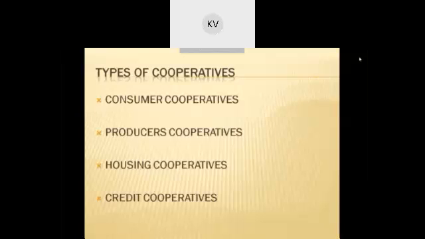Types of cooperative society, now we are going to see. See, there are so many types of cooperative societies. First we are going to see consumer cooperatives. Consumer cooperatives are organized by consumers who want to achieve better prices and quality in the goods and services they purchase.